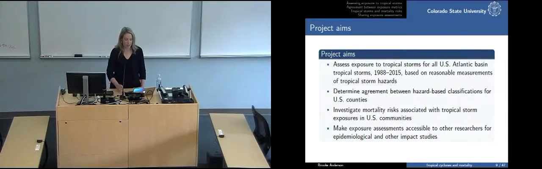The next question was, there are all these different hazards of the storm. I'm going to talk more about that in just a second. But we wanted to see if we do county-level classifications of exposure to the storm, how well do those agree when we look at different hazards of the storm? So we did that for a large collection of storms for all of the eastern United States counties. And then finally, as I mentioned, we're using this now for epidemiological research, linking through to the risk for some broad-scale classifications of disease: all-cause mortality, and then also all-cause, respiratory, cardiovascular, and accidental mortality. I'm going to give some of the results we're getting on that.